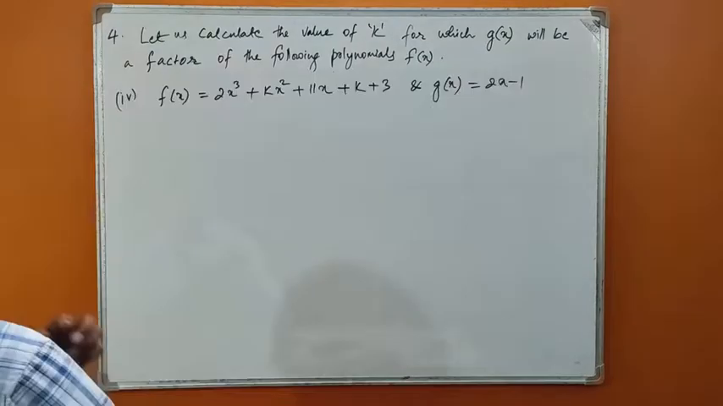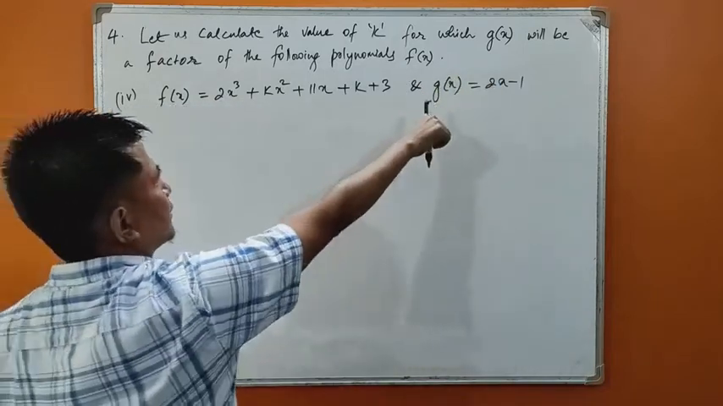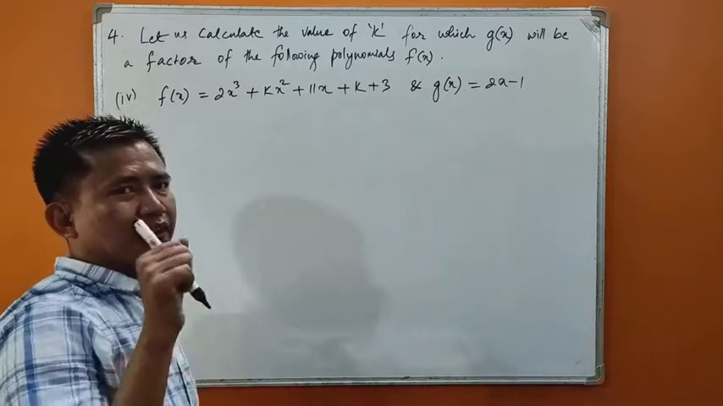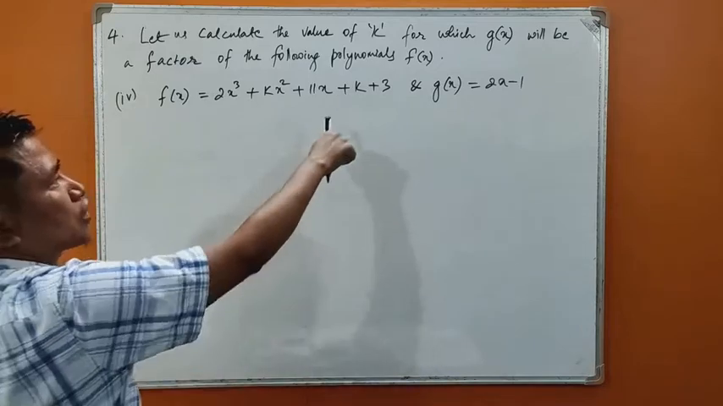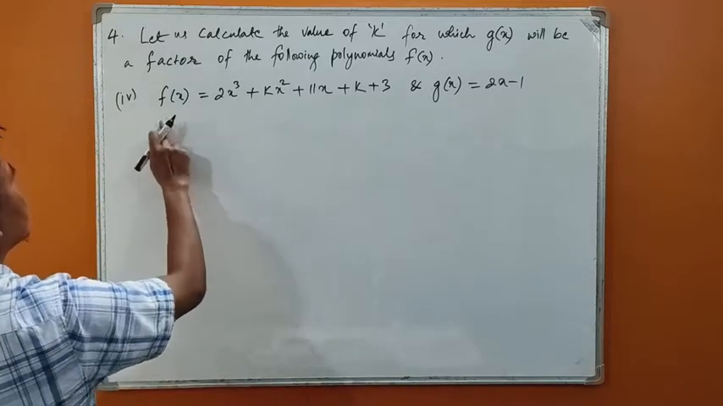We were asked, f(x) is this expression and g(x) is this expression, and given to us g(x) is a factor of this expression. That means the remainder should be equal to 0. Okay, the remainder should be 0, and we are asked to find the value of k.